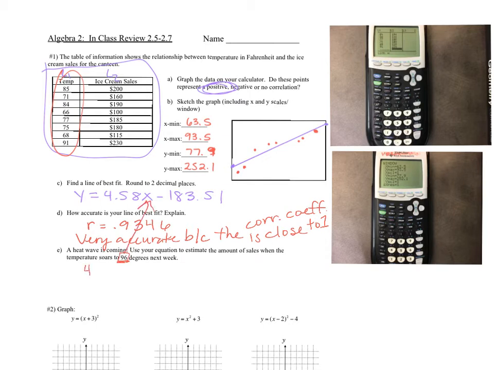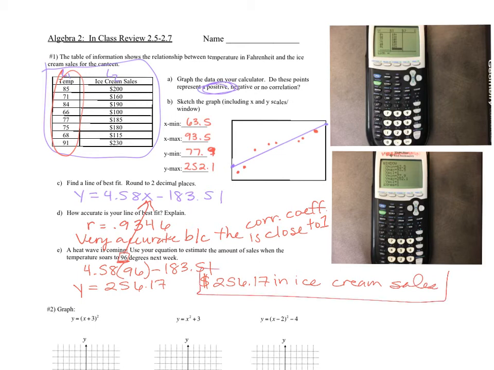So it's gonna be 4.58 times 96 minus 183.51. And when you plug that in, you get Y equals 256.17. So we would say it's $256.17 in ice cream sales for that temperature is what's expected. Okay, all right, moving right along.